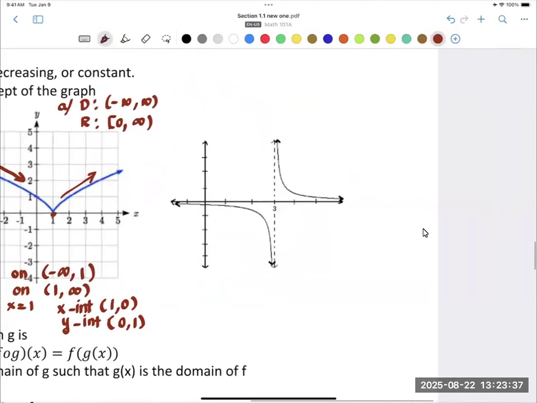For the third one, we want to determine part A, the domain. Same thing: we have the arrow pointing to the left, and we also have the arrow pointing to the right. So can we say the domain is going to be all real numbers?